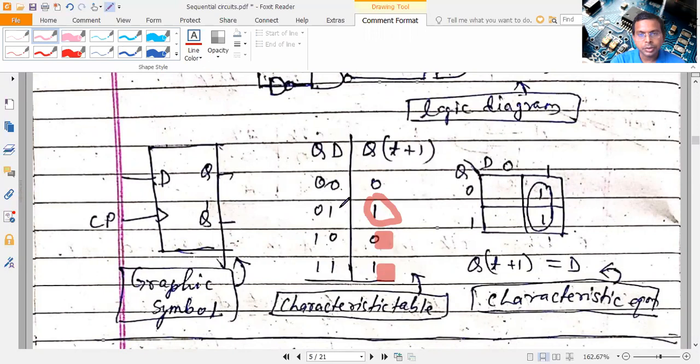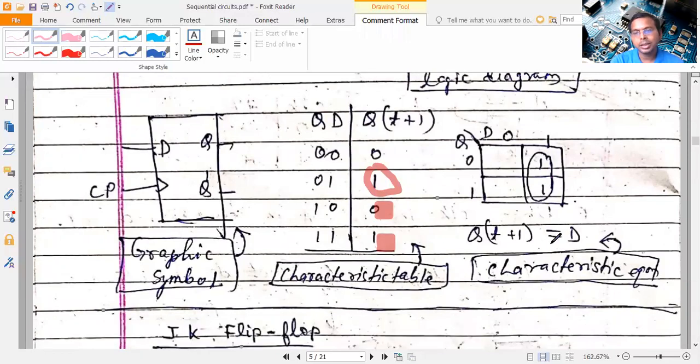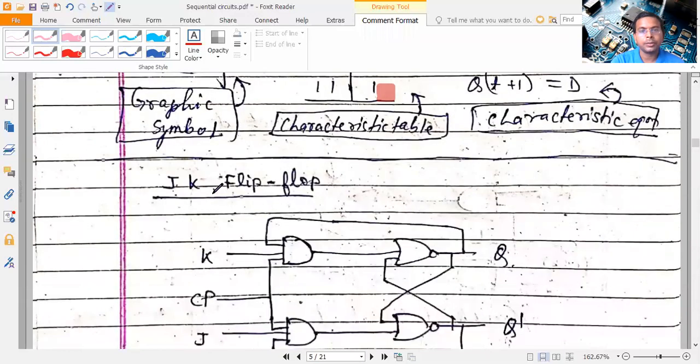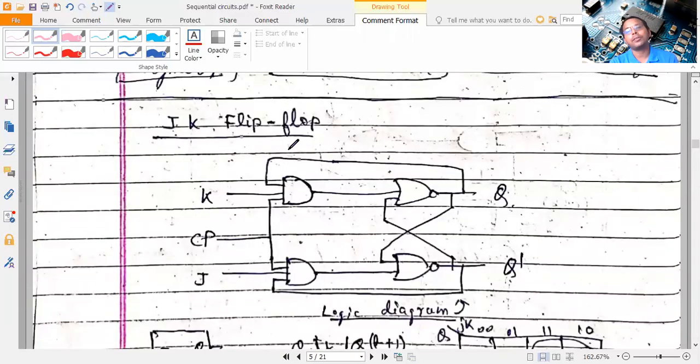You can see both are 0 1 0 1 here, and this is following. You can see the same thing from this K-map. Enter this for Qt plus 1, with inputs Q and D. So these two min terms are entered, and you find that Qt plus 1 is equal to D, which is the characteristic equation for the D flip-flop. Now the JK flip-flop.